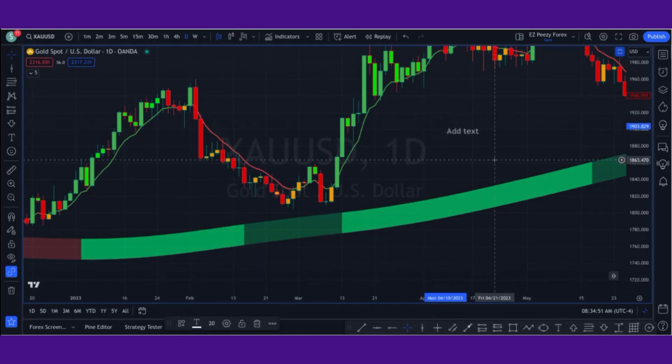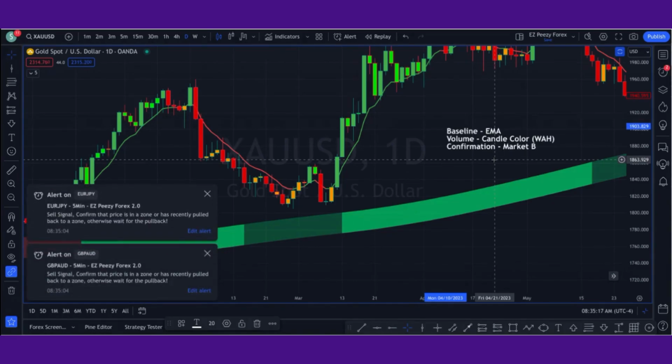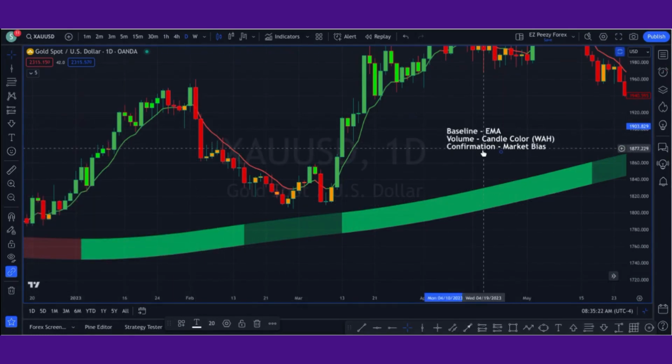The baseline is my EMA, right? I'm using the volume as my candle color, which is basically the Water Tar, right? And I'm using my confirmation. I'm using the market bias as my confirmation, right? So that's very, very basic.